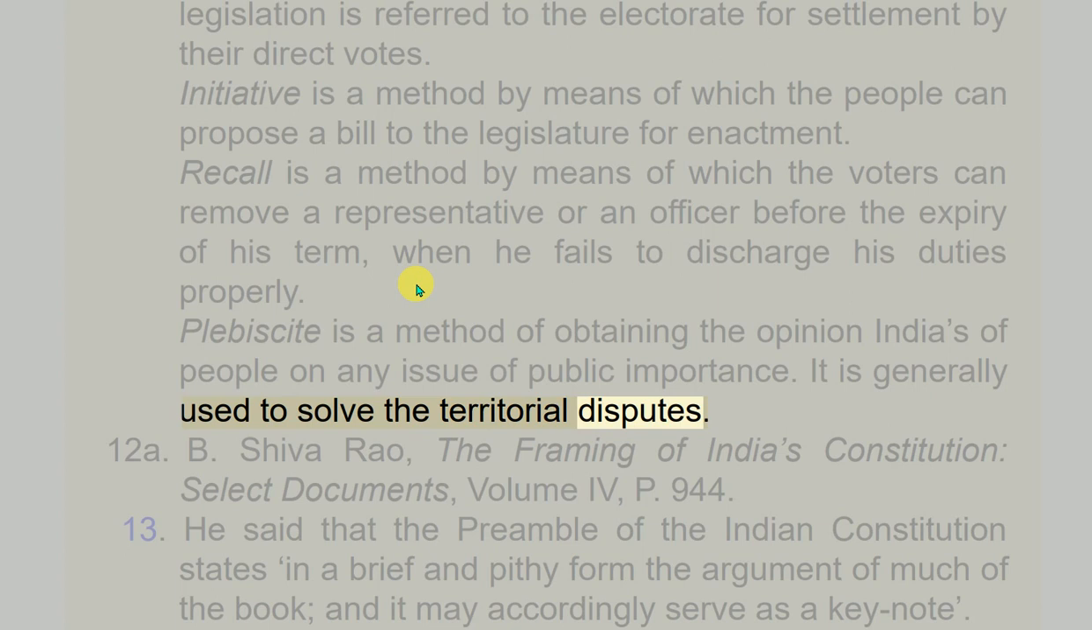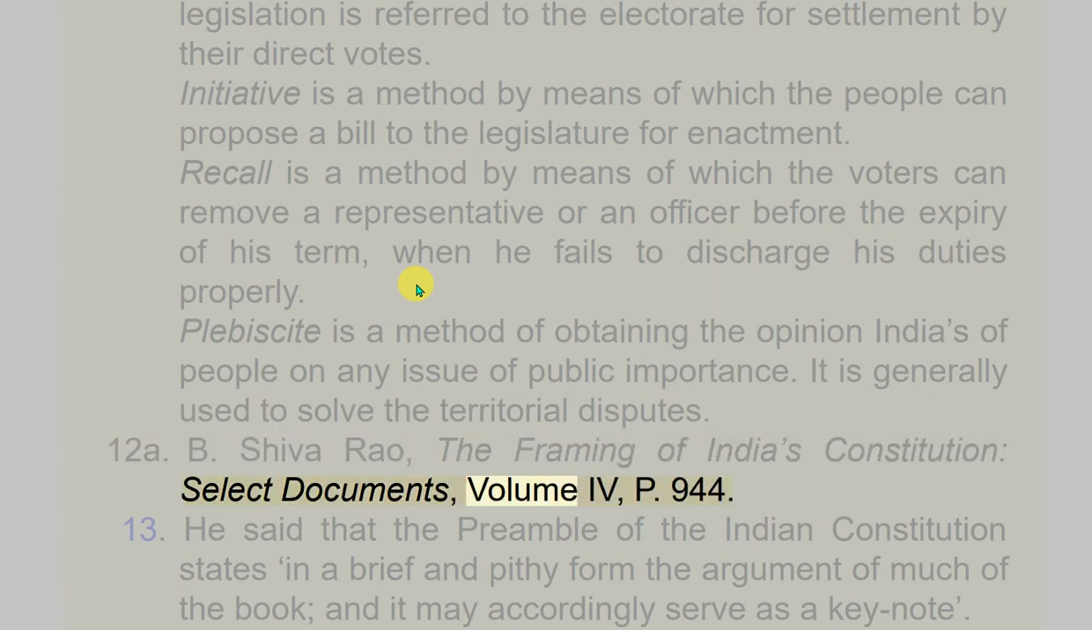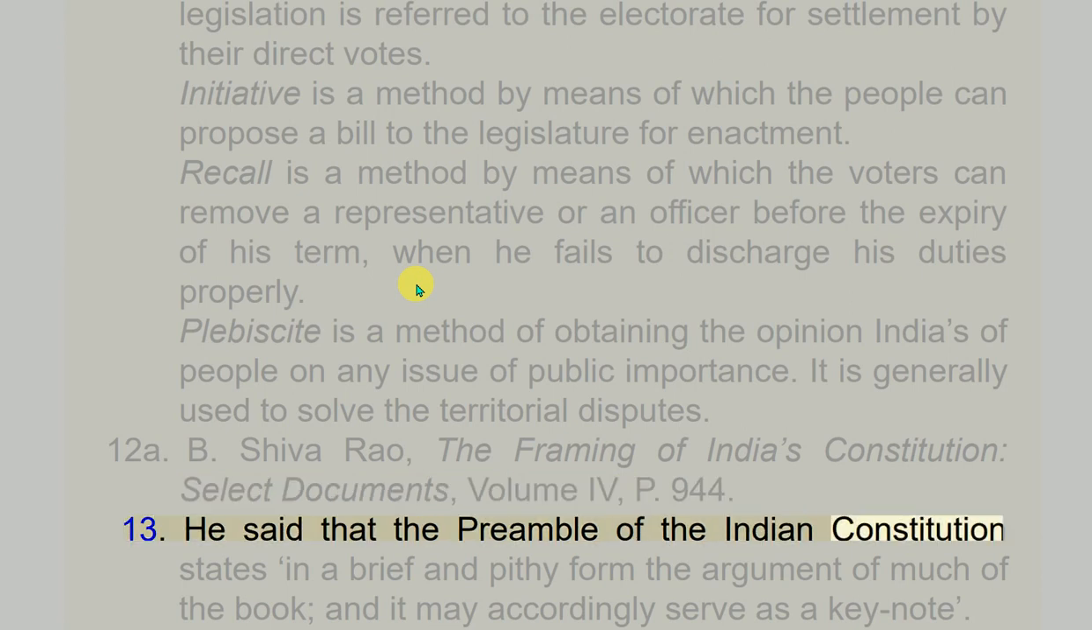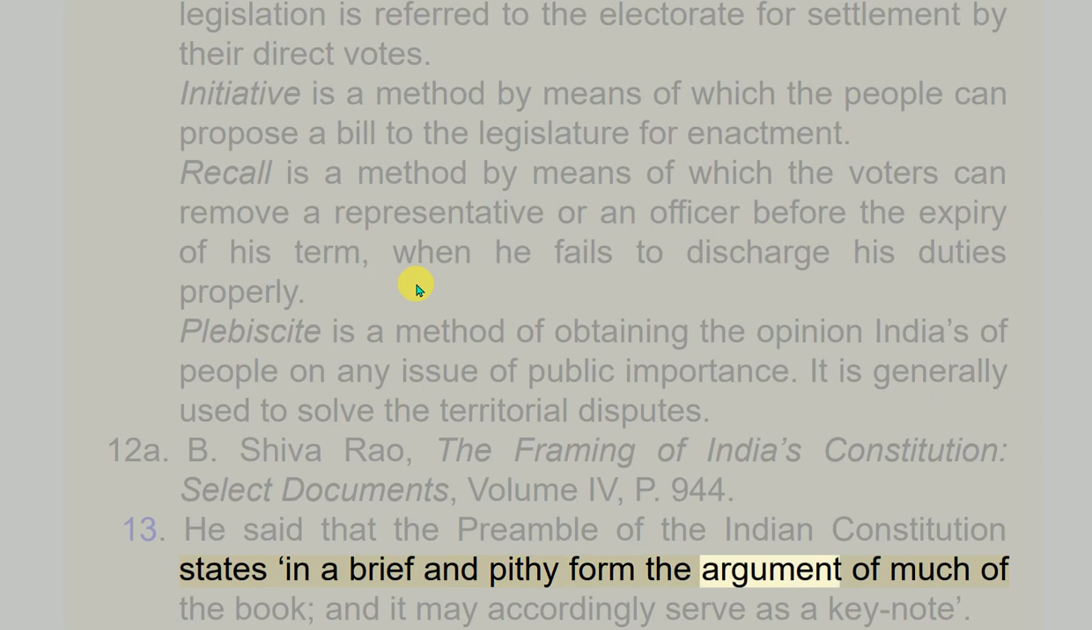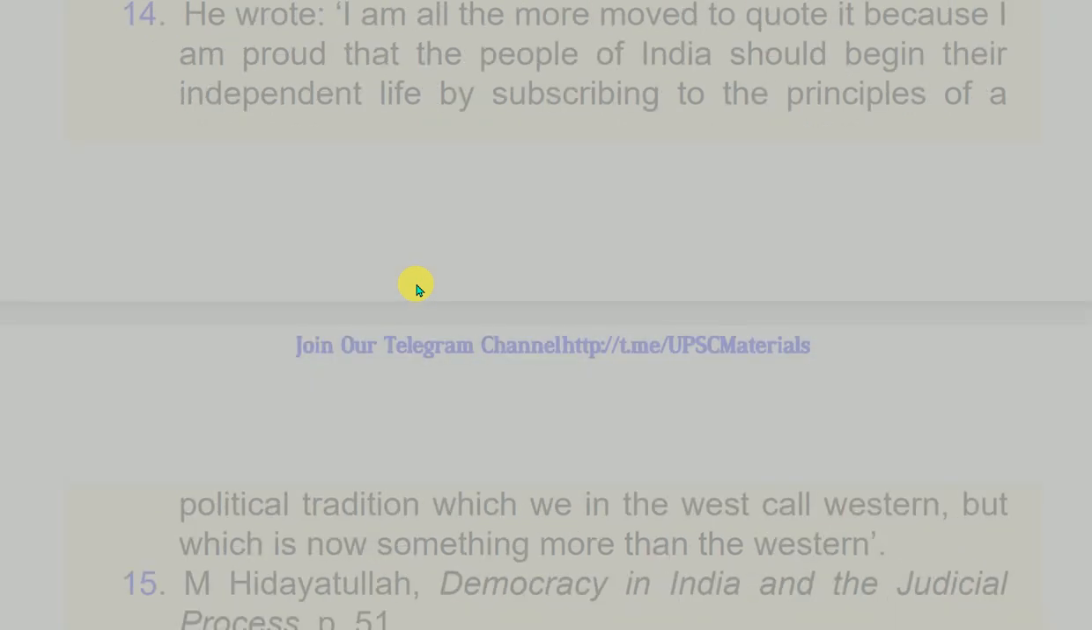12. A.B. Shiva Rao, The Framing of India's Constitution, Select Documents, Volume 4, p. 944. 13. He said that the preamble of the Indian Constitution states, in a brief and pithy form, the argument of much of the book, and it may accordingly serve as a keynote. 14. He wrote, I am all the more moved to quote it because I am proud that the people of India should begin their independent life by subscribing to the principles of a political tradition which we in the West call Western, but which is now something more than the Western.